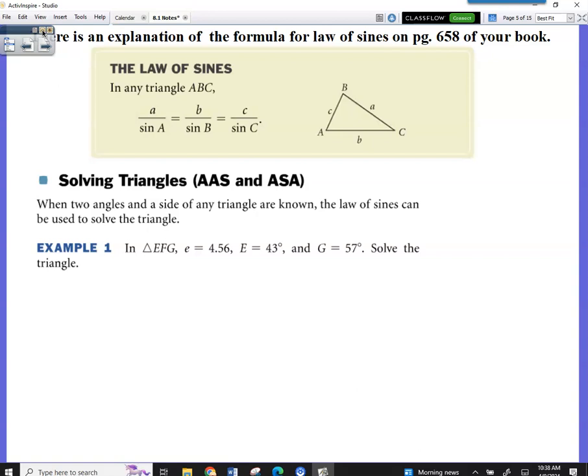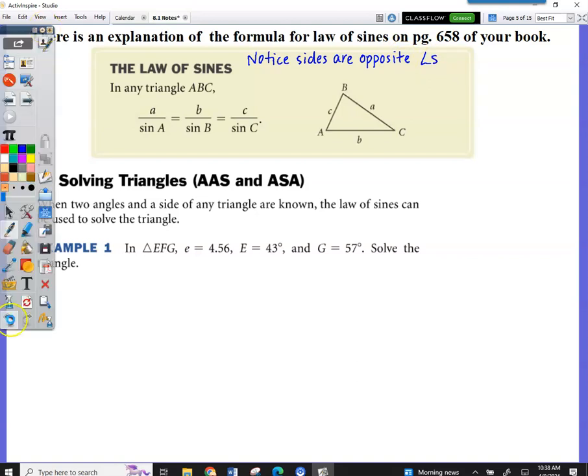Look at the picture. Let's make sure you know how to label your triangle. Let's make a note. Notice, sides are opposite angles. They're opposite of angles. So here's what I mean. And I'm going to draw arrows, but I'm going to erase them because it's going to get busy. But basically, notice angle A. If you go to the side opposite of it, you have little a.